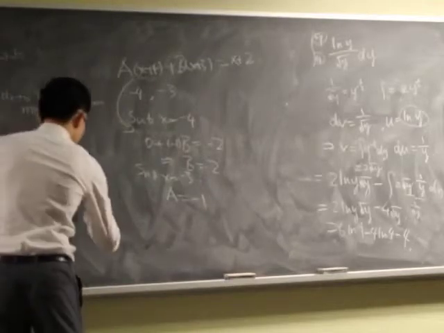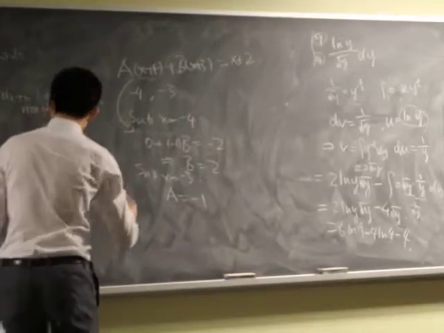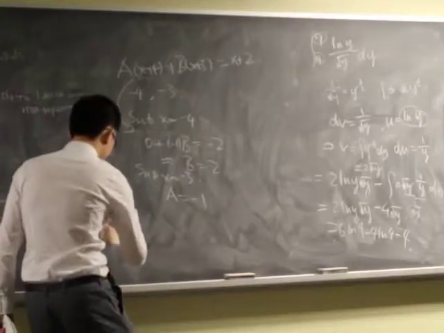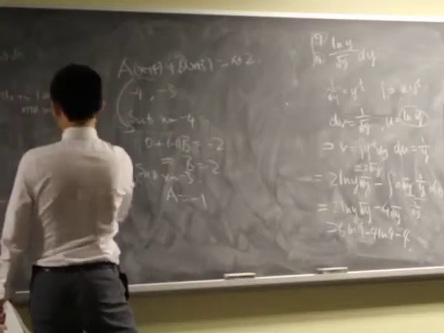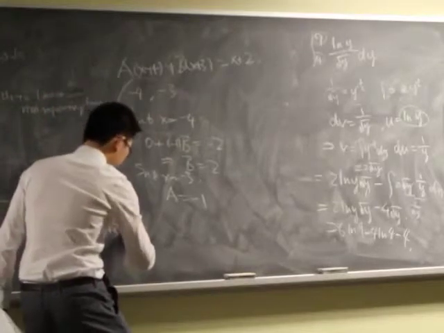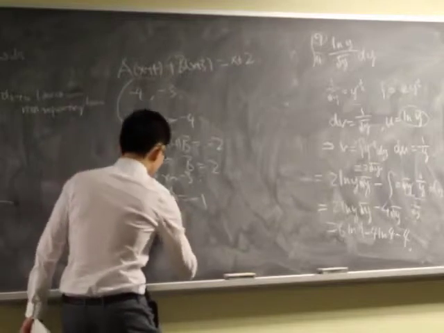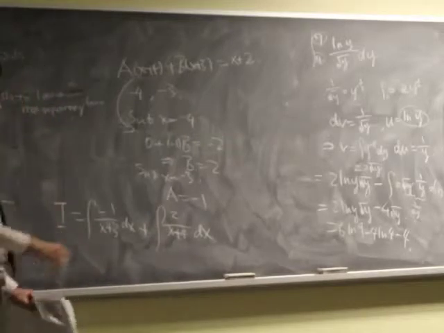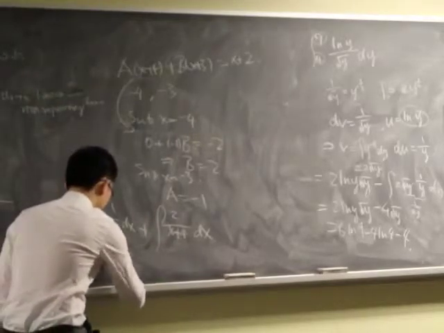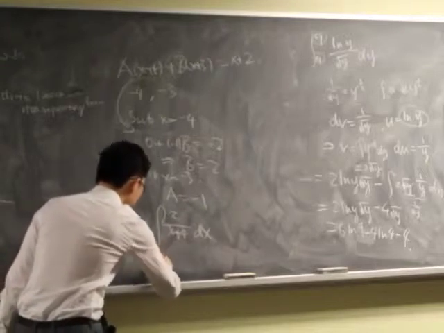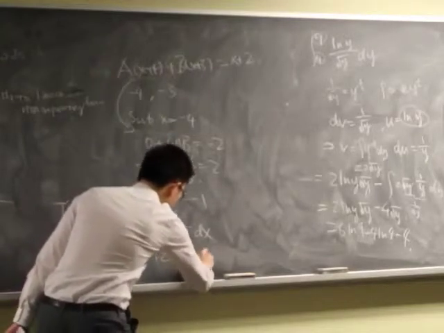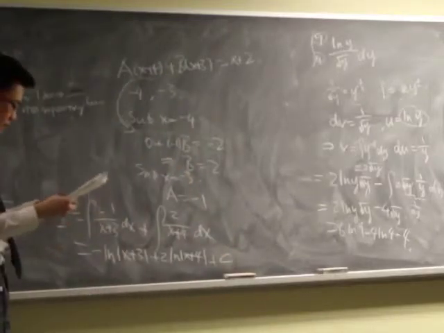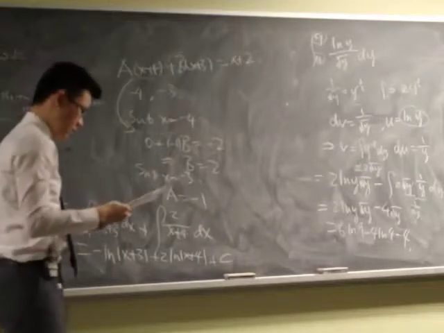And therefore, the integral, let's call it I, will now be the integral of -1 over x plus 3, I believe, dx, plus the integral of 2 over x plus 4 dx. Which I trust you can integrate at this point using the logarithm functions. And don't forget the constant. Okay, so that was a very simple case of partial fraction decomposition.